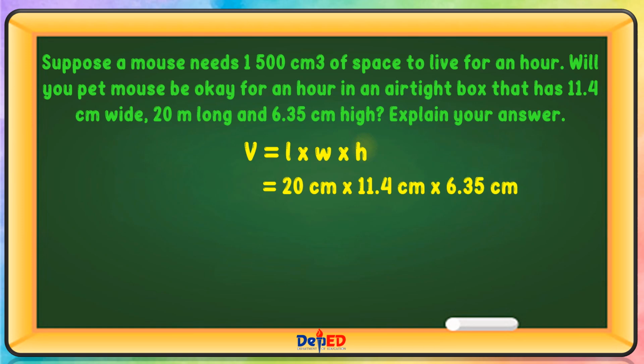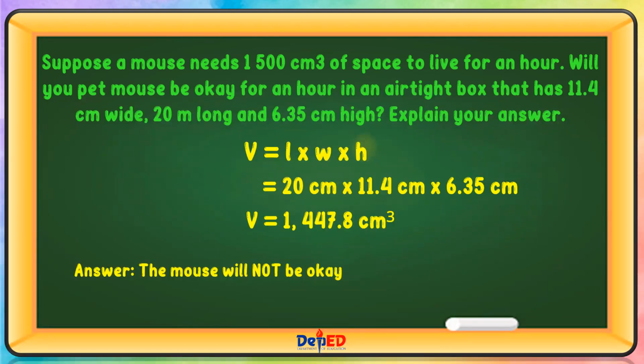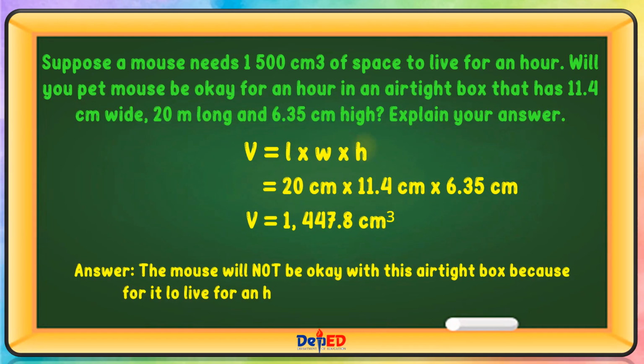20 cm times 11.4 cm times 6.35 cm is equal to 1,447.8 cubic centimeters. Answer: the mouse will not be okay in this airtight box because for it to live for an hour, you need a 1,500 cubic centimeter space.